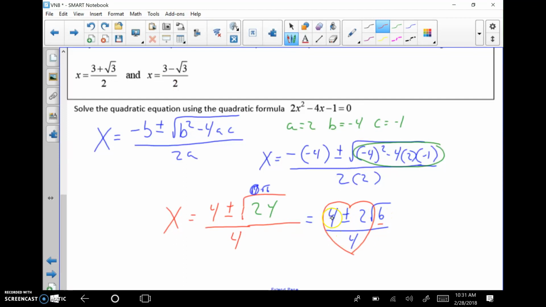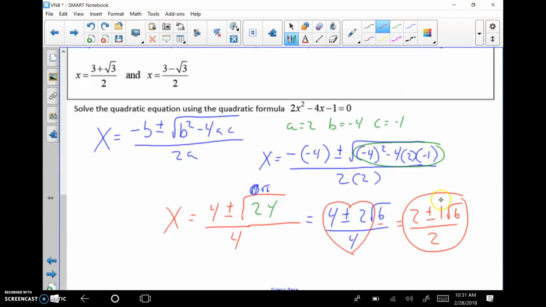Then, forgetting about the rad number, look at the other numbers: can I divide all of them by something? In this case, yes, we could divide them all by 2 again. So in simplest form, dividing by 2, I get 2 plus or minus, you could write 1 rad 6 but you could just write rad 6, over 2. Divide by 2, over, divide by 2, and that's the answer. And that's how I solve a quadratic.